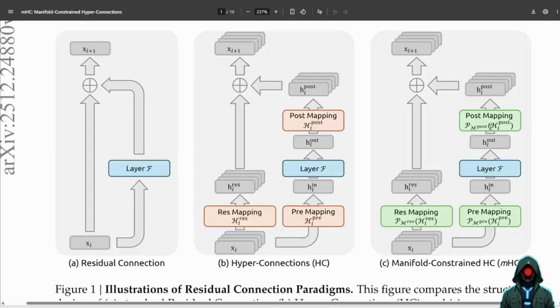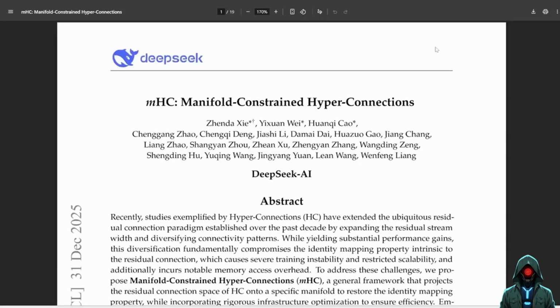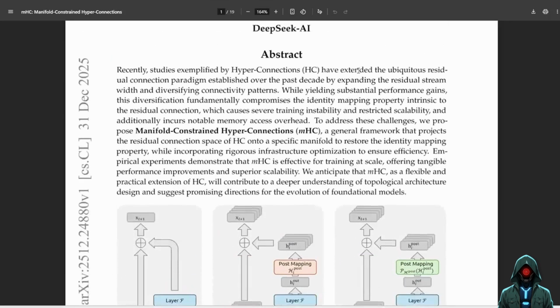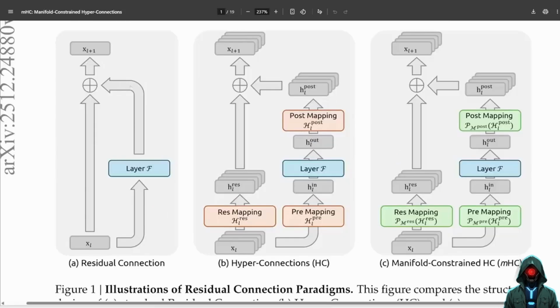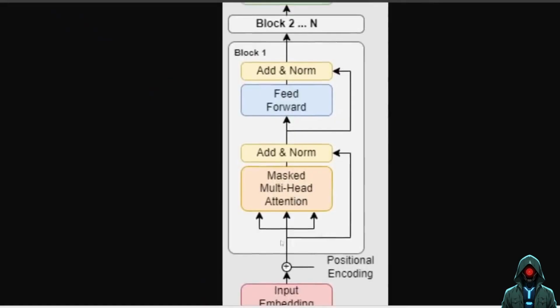So, what does this elegant fix actually achieve? The results from Deepseek's tests on models up to 27 billion parameters are impressive. This is essentially free intelligence. You get a smarter, more reliable model without having to just throw more money and computing power at the problem. This isn't just a minor tweak, it's a fundamental shift. For the first time in 10 years, a core piece of AI architecture has been successfully redesigned. Deepseek's MHC provides a stable and efficient path to scale AI models even further, potentially into the trillion-parameter era.